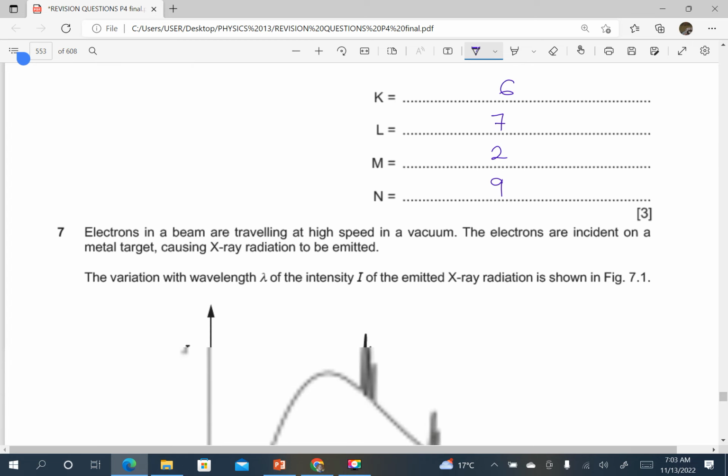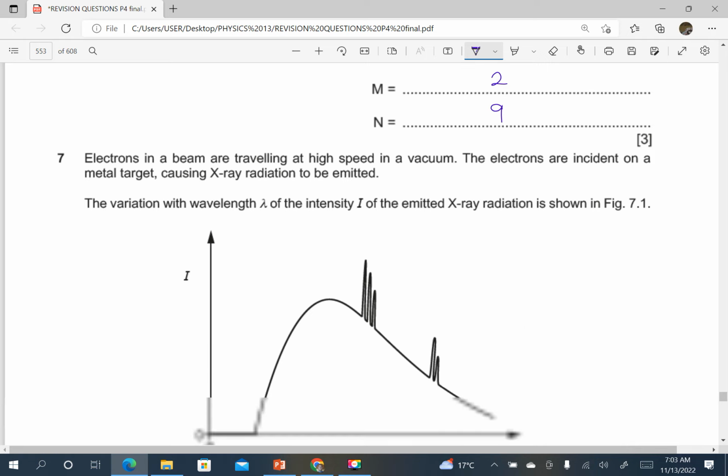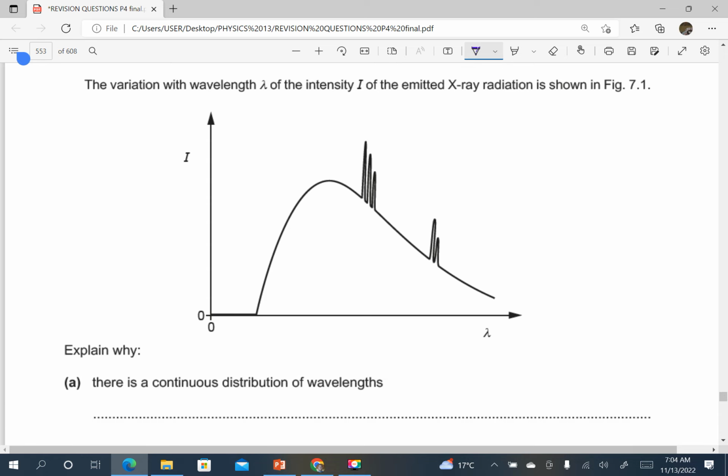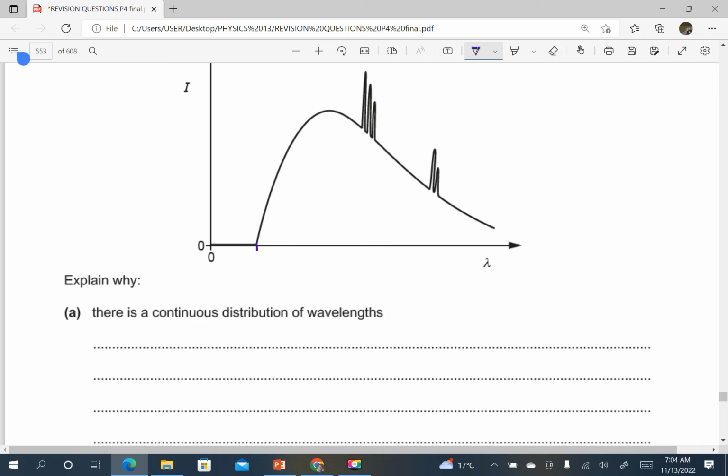Electrons in a beam are traveling at high speed in a vacuum. The electrons are incident on a metal target, causing X-ray radiation to be emitted. The variation with the wavelength lambda of the intensity I of the emitted X-ray radiation is shown here. So this is a typical graph of X-ray radiation. There is a cut-off wavelength here. Explain why. Remember, the questions are always almost the same.